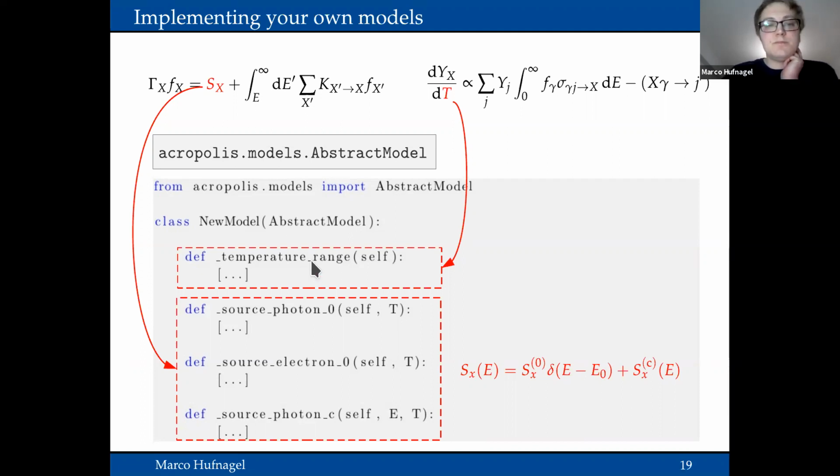And the abstract model then takes all of these functions that you implement and does all of the nasty stuff, so you don't have to worry about it. If you want to see some example implementations, you can always go into acropolis.models, where we also have implementations for the decay model and the annihilation model. It's not a lot of code that you actually have to put there. You just have to do a little bit of physics in order to get these different source terms.